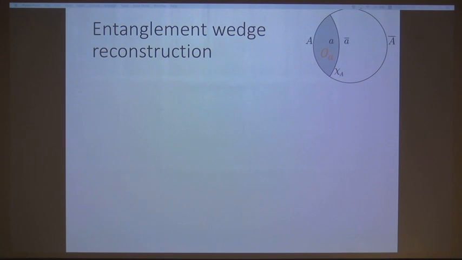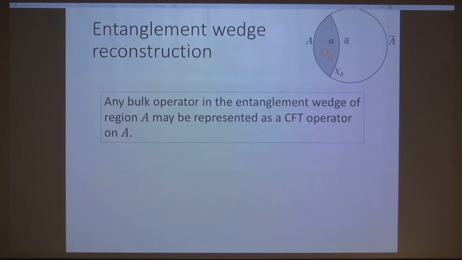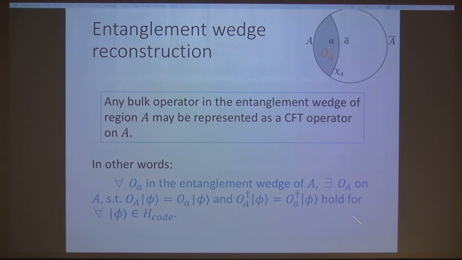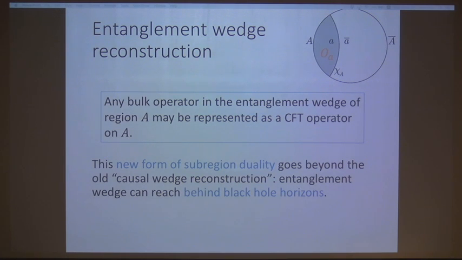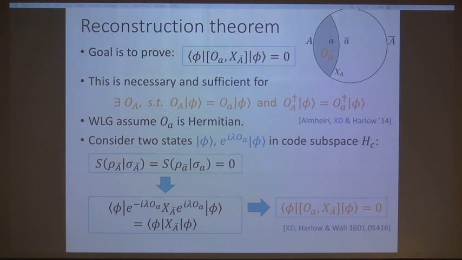I won't go over them. And finally, I want to point out one quick thing about entanglement wedge reconstruction. It is the statement that any operator in the entanglement wedge of the region A may be represented as a CFT operator on A. There is some quantum information way of making this precise. Let me skip that. This is a new form of subregion duality. It goes beyond the old paradigm because the entanglement wedge can, in principle, reach behind black hole horizons. And this can be made valid to order in G. There is a theorem that guarantees this is true based on quantum error correction. I won't have time to go through this, but you can refer to our papers.